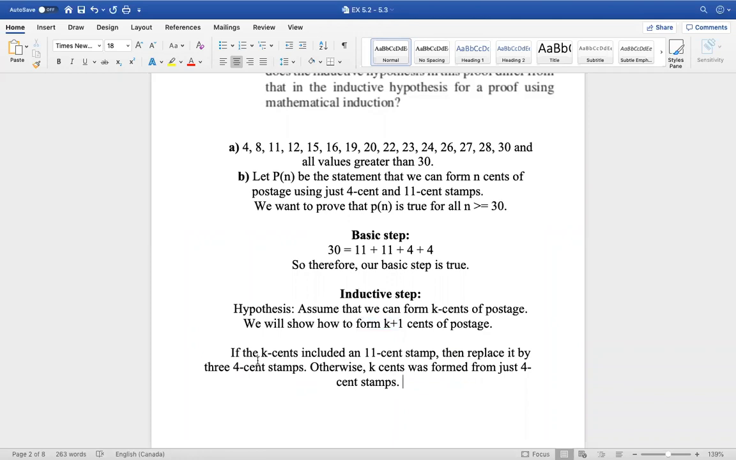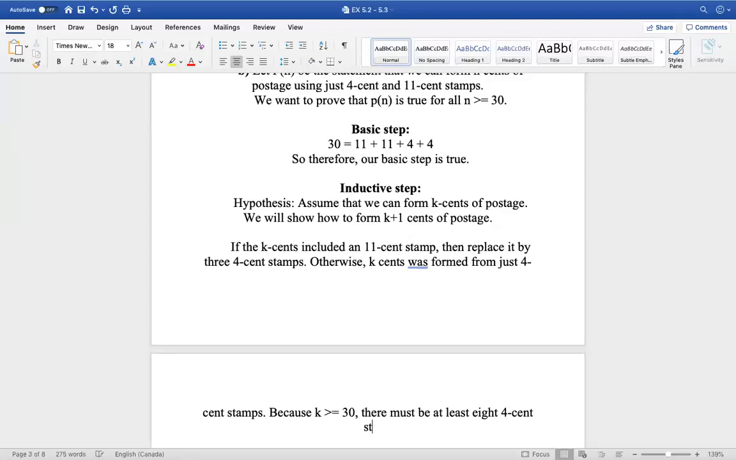Right? So if k cents has an 11-cent stamp, then we will just replace it with 3 4-cent stamps to get k plus 1. And if it doesn't have the 11-cent stamp, then k cents was formed just using 4-cent stamps, because that's the other possibility. Because k here is greater than or equal to 30, there must be at least 8 4-cent stamps involved.